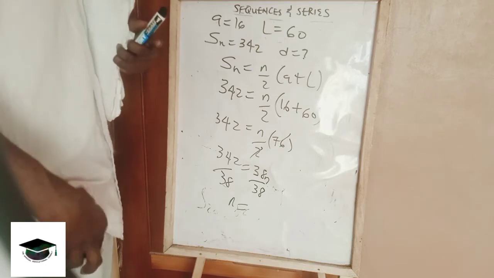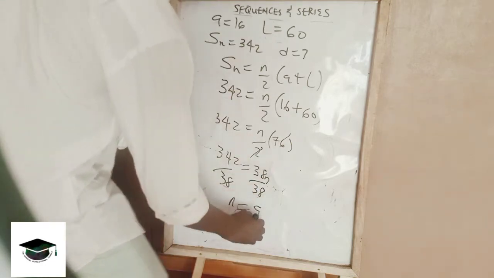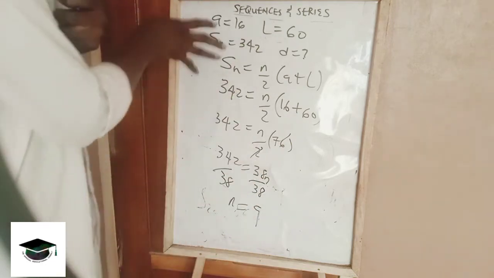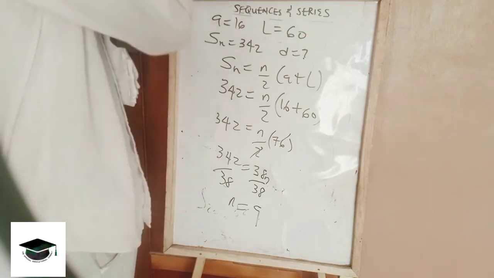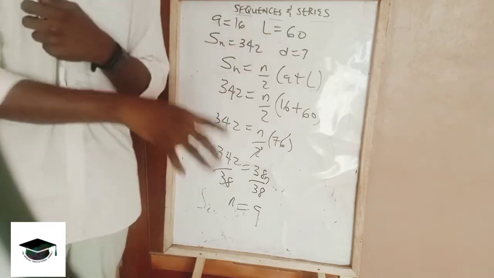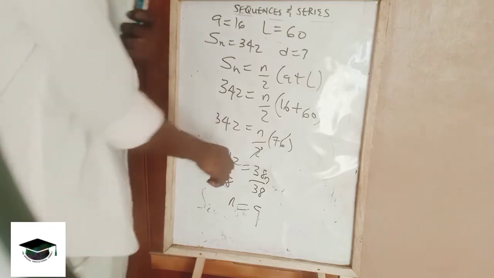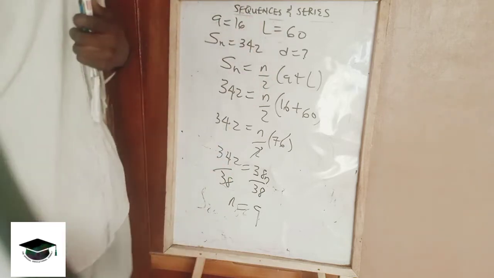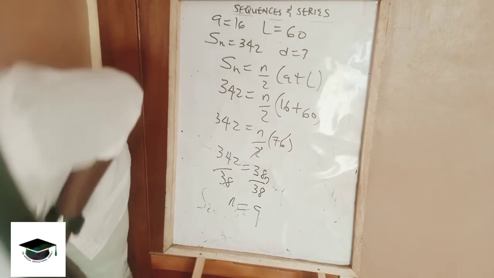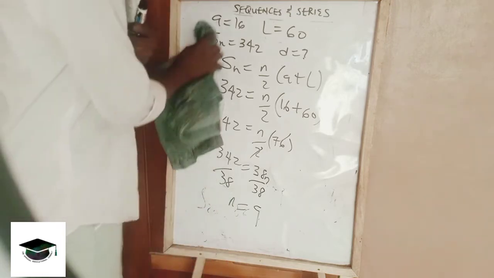So that means the number of terms is 9. After you've gotten your n, mind you, the question is asking us to calculate the common difference, not the number of terms. But we need the number of terms so as to get our common difference. That's why we have to solve that one first. And then we are going to proceed ahead to solve this.